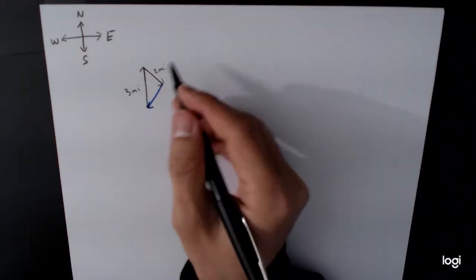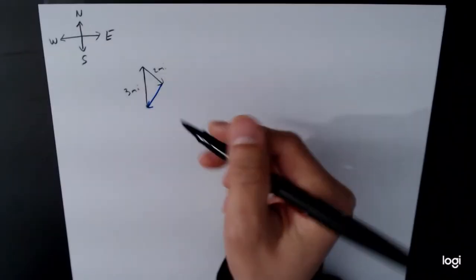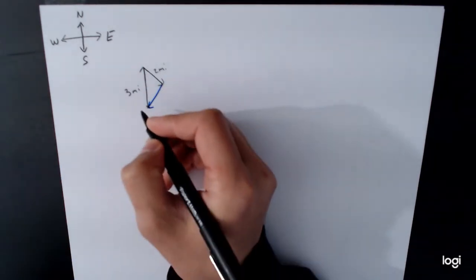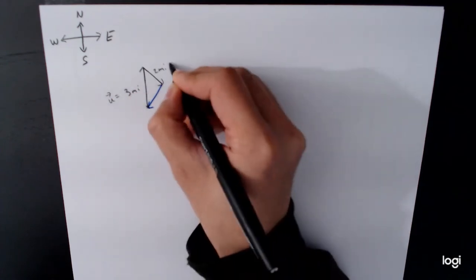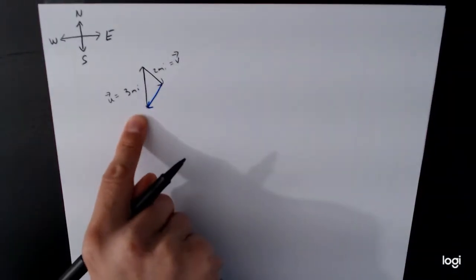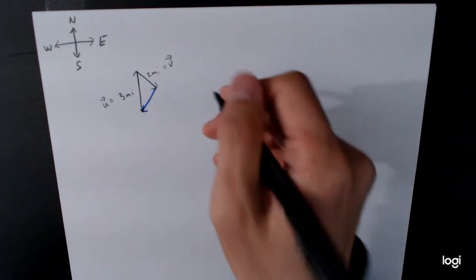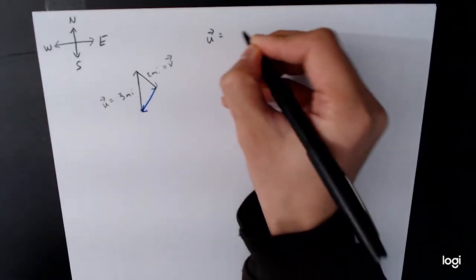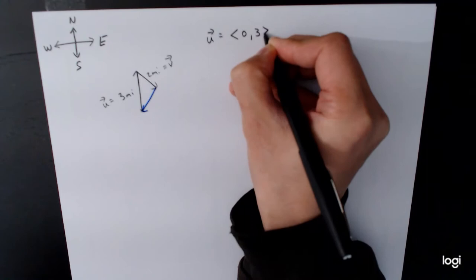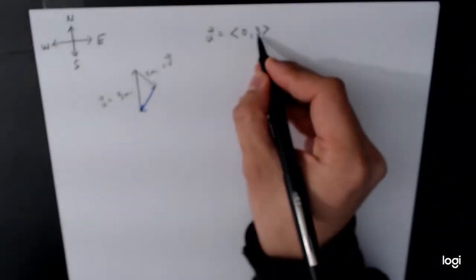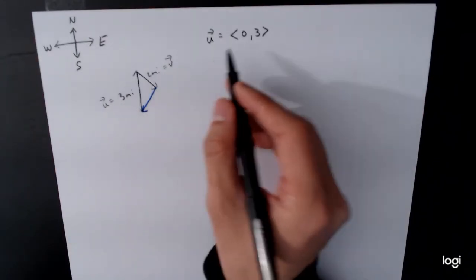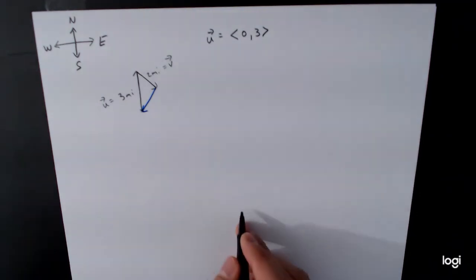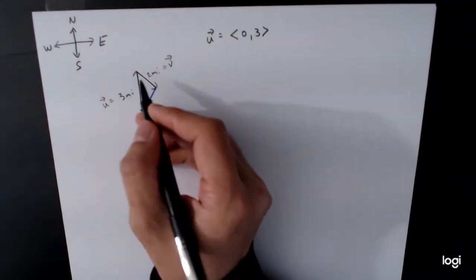Let's see. We have to come up with some sort of vector representation of these directions. So we're going to call this one U, and we're going to call this one V. If U represents walking 3 miles straight north, it should make sense that we can call this vector (0, 3). So 3 miles in the up direction, which is the north direction. The 2 miles in the south and east is a little bit more complicated because you can't just do 2 this way and then -2 this way, because your total distance won't be 2 miles.